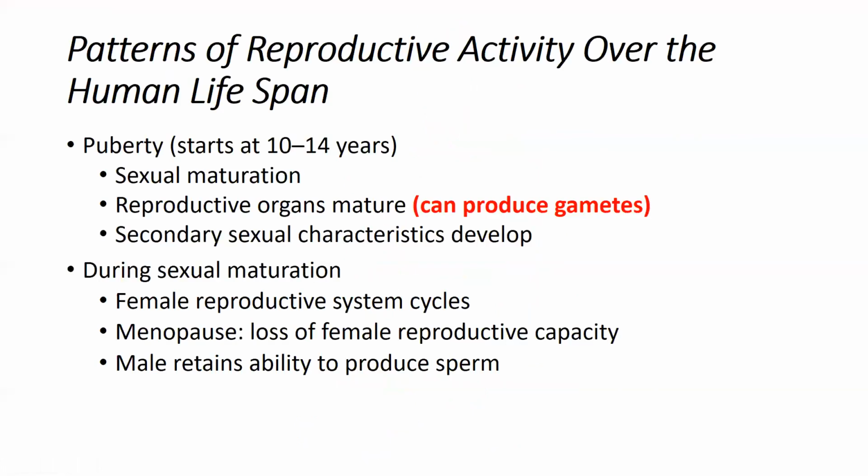All right, let's talk about patterns of reproductive activity throughout the human lifespan. So typically, puberty is the main time where secondary sex characteristics start to mature. We have the development of gametes, which are those sex cells, and we have the preparation of either male or female for the reproductive process. This typically starts at around 10 to 14 years. Now, this is a broad range.